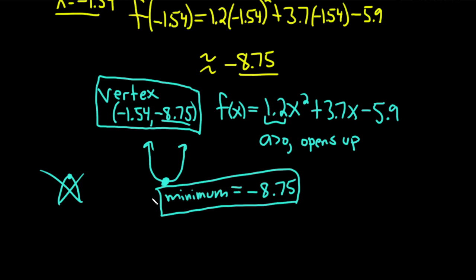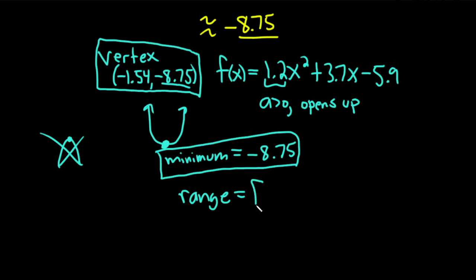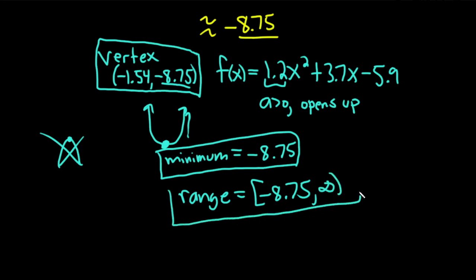As far as the range, it's all the y values. So the range, well, this is the minimum. So the smallest y value is negative 8.75. And then it takes on all the other y values going up forever. This is the smallest y value, and it takes on all the other ones. So negative 8.75 to infinity. That would be the range in this particular example.